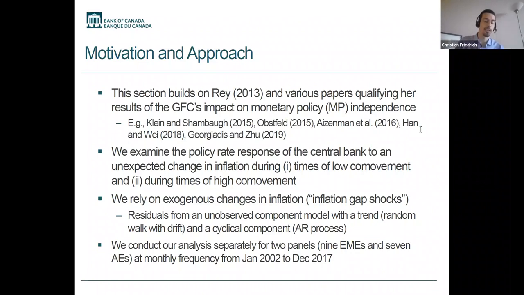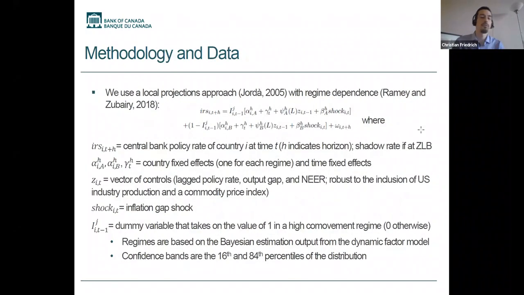And then we conduct this analysis separately for two panels. One is of 9 emerging markets and 7 advanced economies. And we do this at monthly frequency from 2002 to 2017. In terms of the methodology and the data we're using here, we use a local projection approach à la Jordà, but with the regime dependence added as in Ramey and Zubairy.